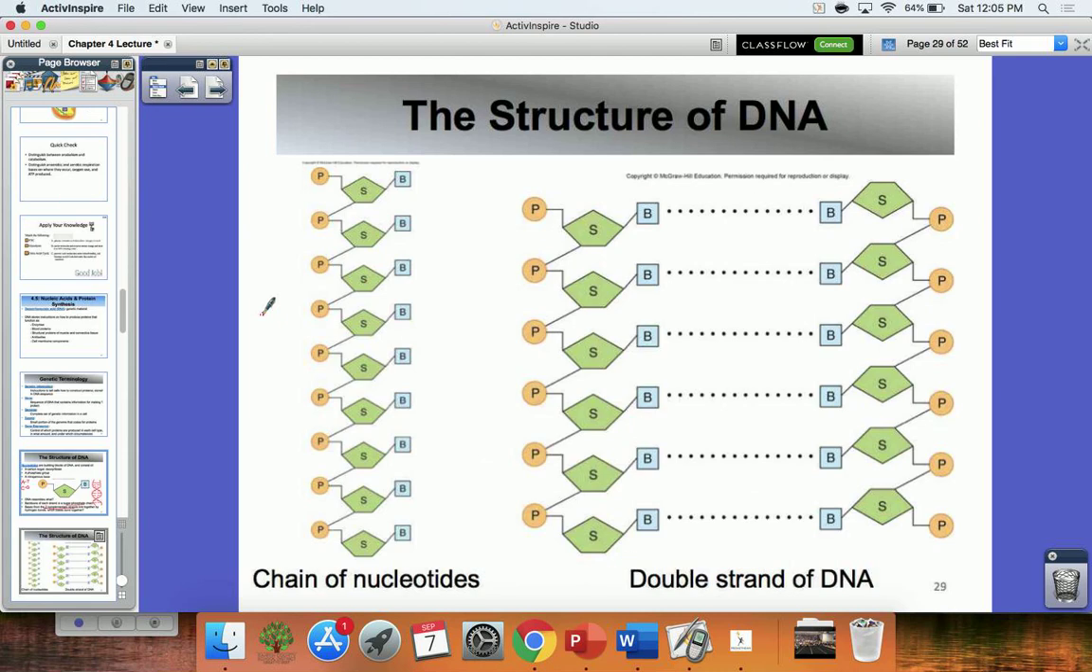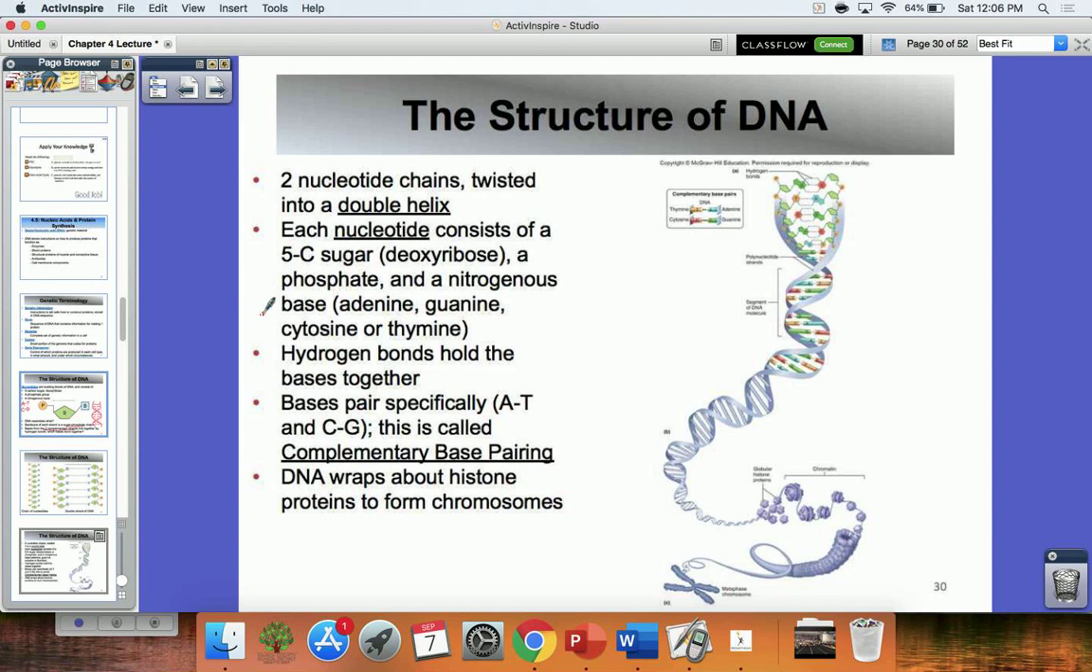And this is just showing an illustration of the double-stranded DNA molecule, where the backbone is the sugar phosphate, and then the bases are bound together by hydrogen bonds. Also, as far as the structure of DNA, I've already mentioned that it's a double helix and what it's made up of. We also said that the bases are adenine, guanine, cytosine, and thymine. And it actually twists around proteins called histones to help hold it together to make chromosomes.